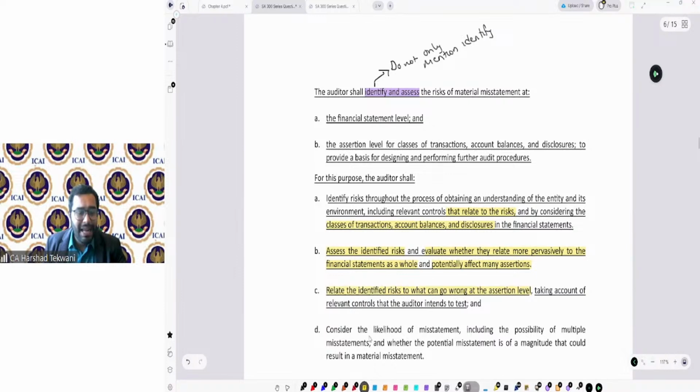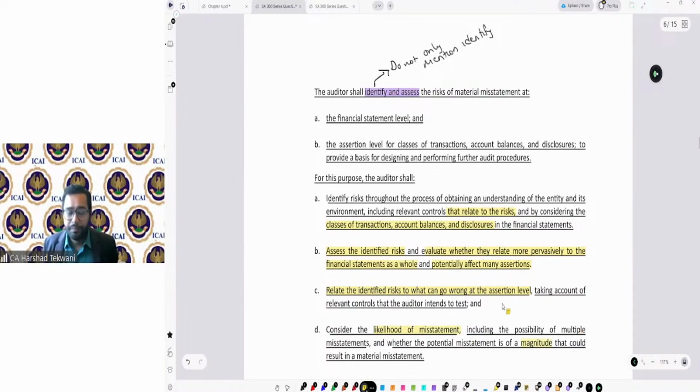Then consider the likelihood of the misstatement, including the possibility of multiple misstatements, and whether the potential misstatement is of a magnitude that could result in a material misstatement. Same way, likelihood of misstatement and magnitude that we need to consider.